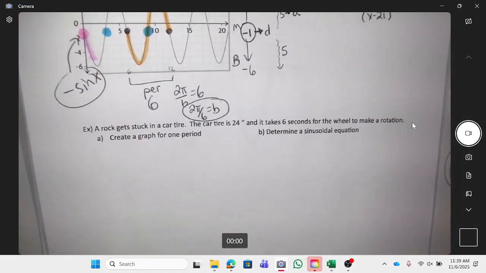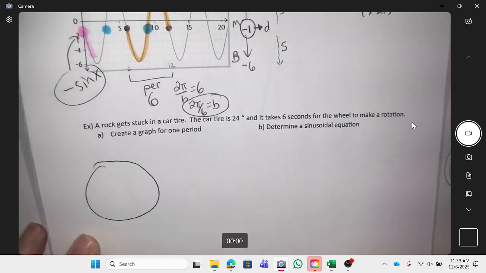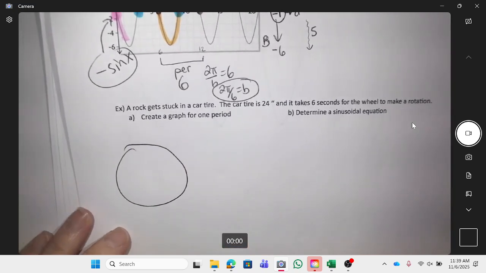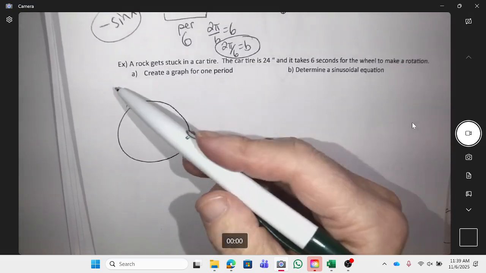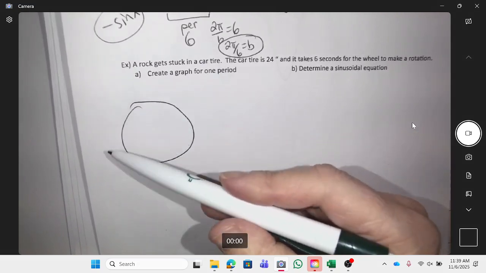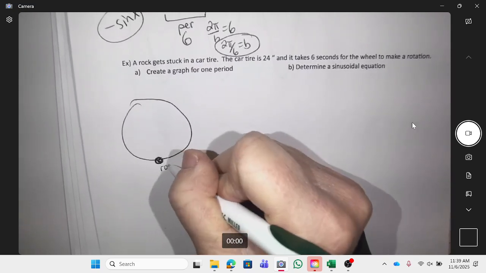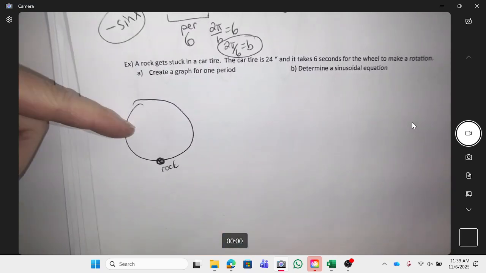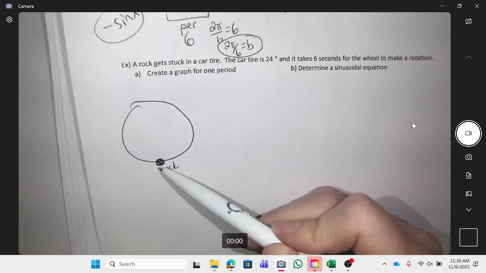Okay, a rock gets stuck in a car tire and the car tire is 24 inches. I'm a visual person, so here we go. There's my tire. If a rock is inserted into your tire, where would it be starting from? The ground. Somebody in my applied class put it starting over here. It's not a flying rock, it's just going to be on the road.